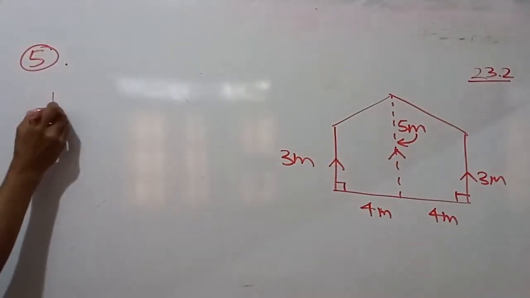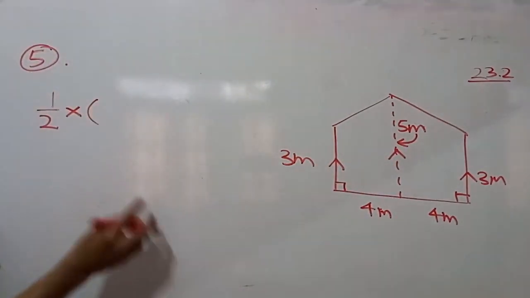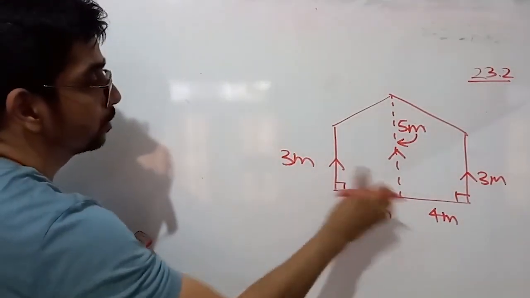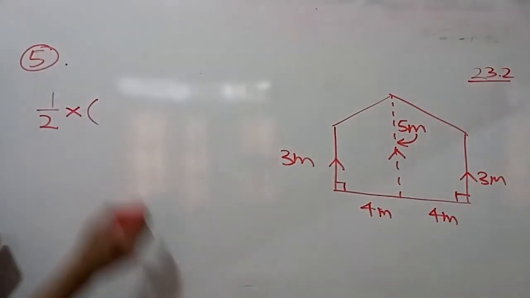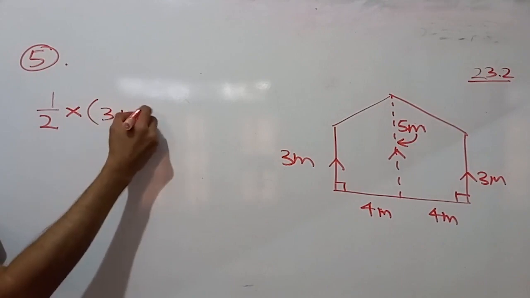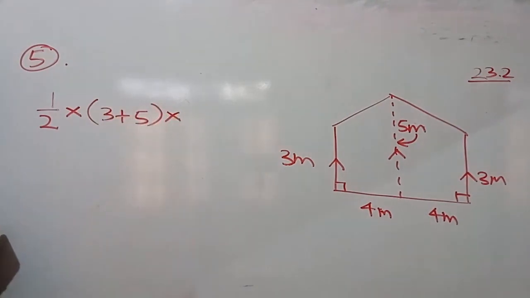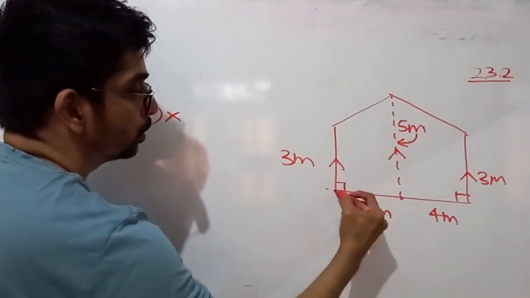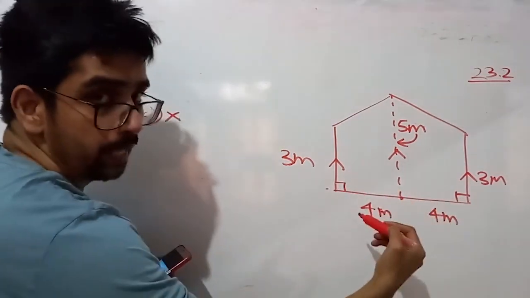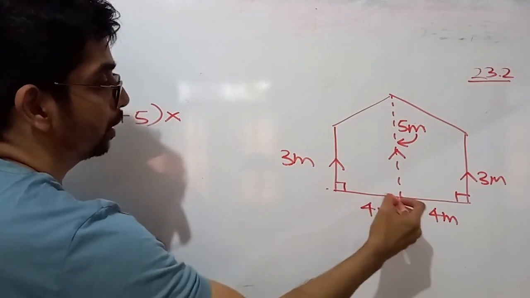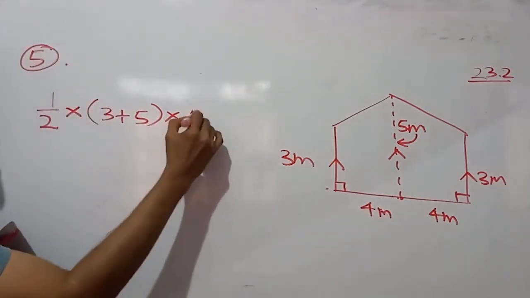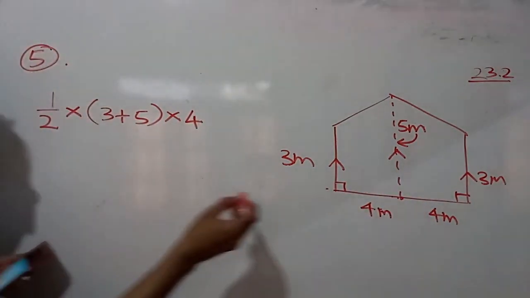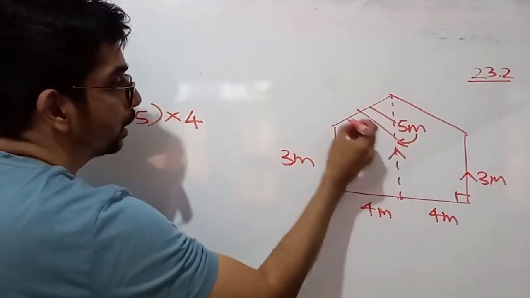So that is half into parallel sides. So we have to add them. That is what? 3 plus 5. Then perpendicular distance. මෙතන ඉඳන් මෙතනට තියෙන දුර. මෙතන ඉඳන් මෙතන තියෙන දුර ගත්තොත් හරියදී ඈ. right? මෙතන තියෙන දුර. So that is what? 4.